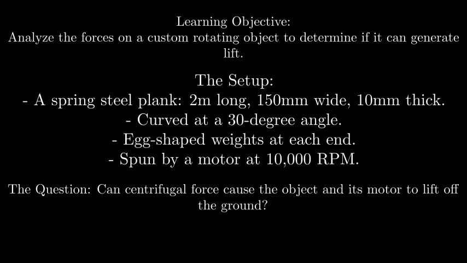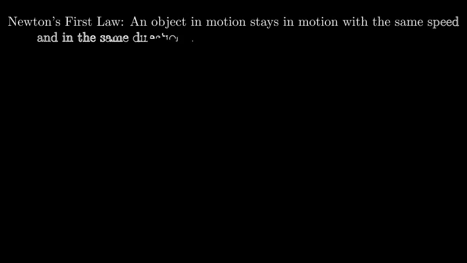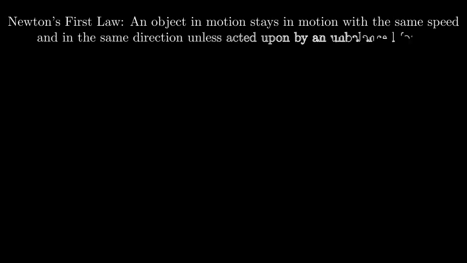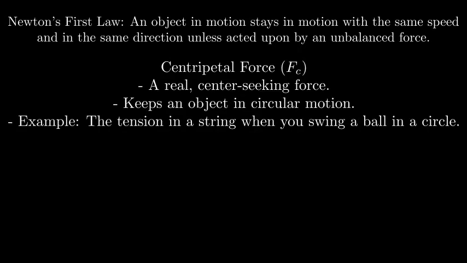To answer this, we'll need to explore concepts like centripetal force, angular velocity, and Newton's laws of motion. Let's dive in. First, let's clarify the forces at play. When an object moves in a circle, it's constantly changing direction, which means it's accelerating. According to Newton's first law, an object wants to travel in a straight line. To force it into a circular path, a force must be applied that constantly pulls it toward the center of the circle. This center-seeking force is called the centripetal force. It's a real force, provided by things like tension, gravity, or friction.